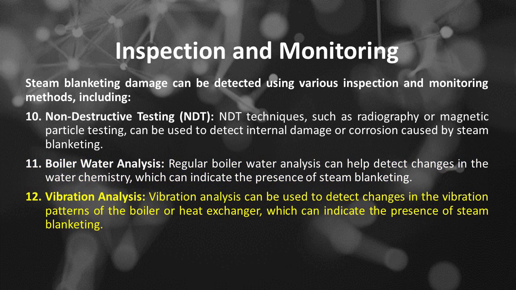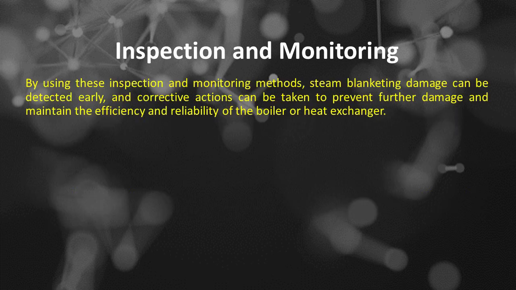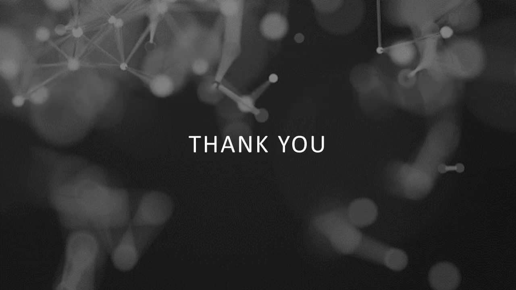Number 12 is vibration analysis. Vibration analysis can be used to detect changes in the vibration patterns of the boiler or heat exchanger, which can indicate the presence of steam blanketing. By using these inspection and monitoring methods, steam blanketing damage can be detected early, and corrective actions can be taken to prevent further damage and maintain the efficiency and reliability of the boiler or heat exchanger.